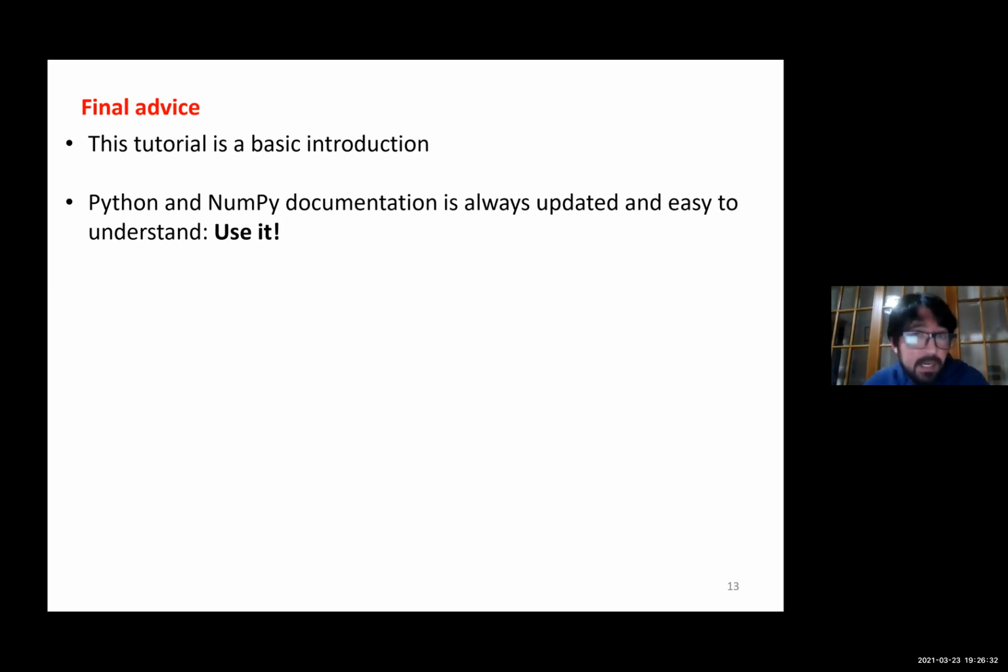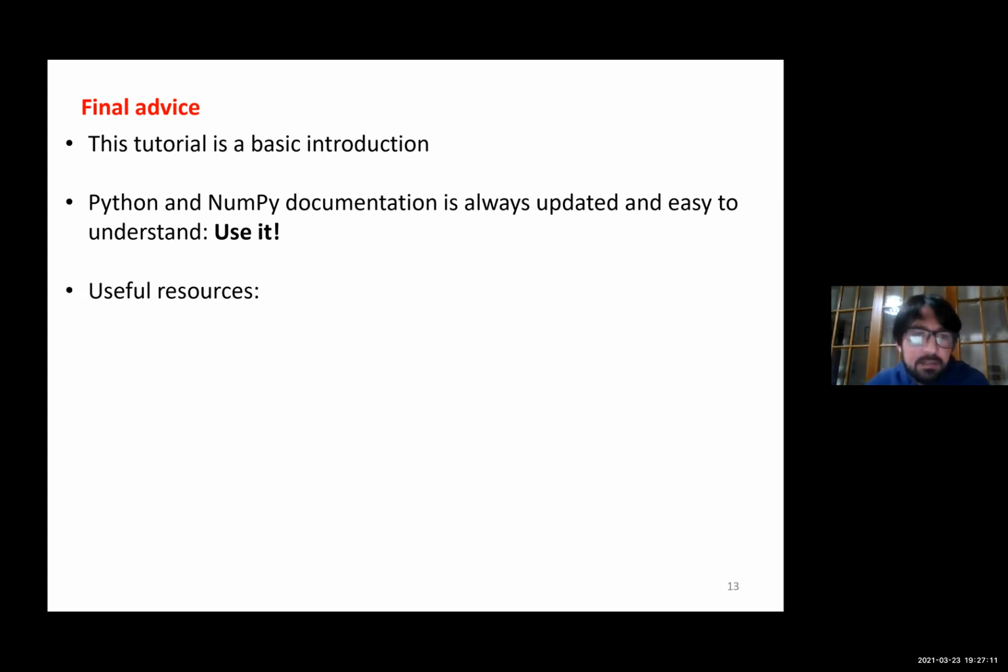But Python and NumPy, which is the library that we're going to be using to do matrix computations and all of the required calculations that we need to develop our algorithms, are always updated and easy to understand. I think that if you compare the documentation of Python with the documentation of C++, you will find that it's way easier to understand Python, mainly because of the nature of the language, because it's closer to the way we talk as humans.